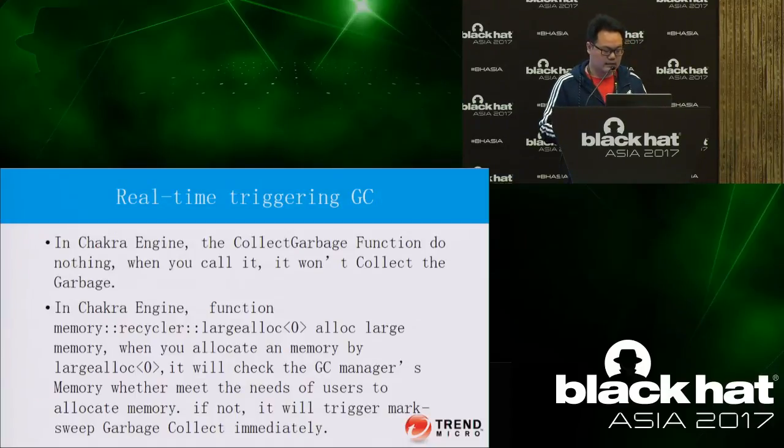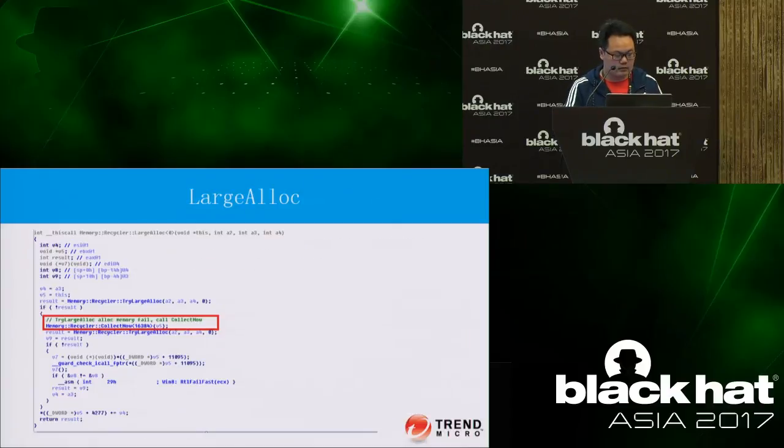But in the Chakra engine, there is a large allocate function. When you allocate large memory with this, it will check whether the memory meets the need of the user's allocation. If not, it will trigger the mark and sweep garbage collector immediately. Okay, we can see the large allocate definition.